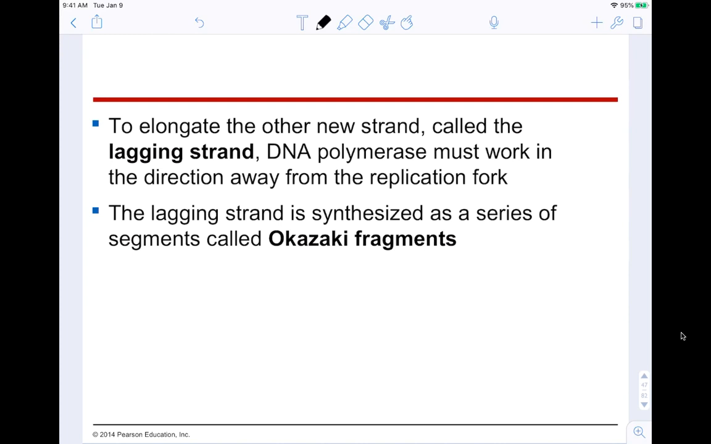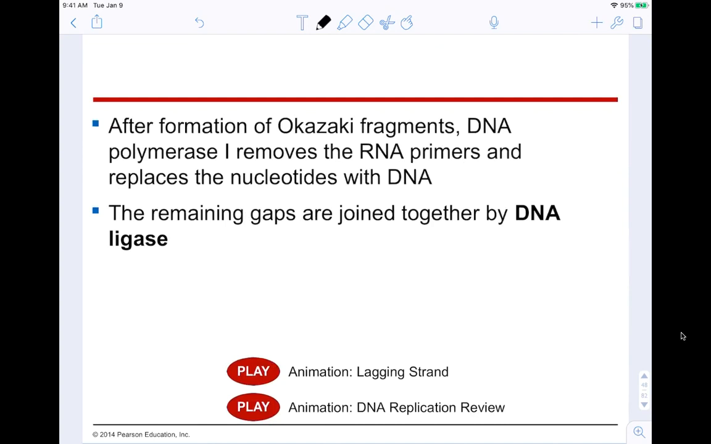Anyway, lagging. If you're a video gamer of any kind, lagging is bad. It is not smooth. It is choppy. It is annoying. That's exactly what's happening here. A lagging strand is choppy and annoying. That's exactly what's happening. So let's take a look at that, okay? We'll take a look at it in just a second.